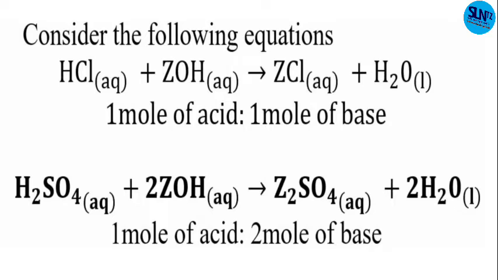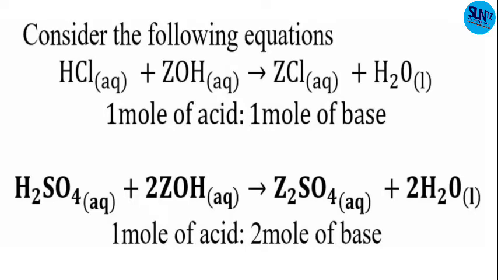First equation: hydrochloric acid reacts with Z hydroxide, which is a known compound. The product is Z chloride, then plus water. In the reaction, 1 mole of acid reacted with 1 mole of base. So the molar ratio is 1:1.